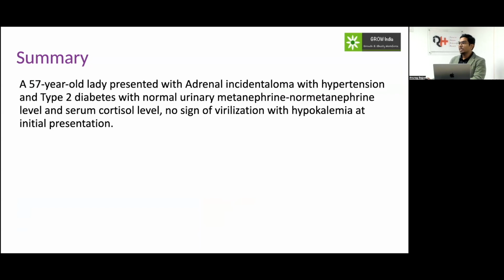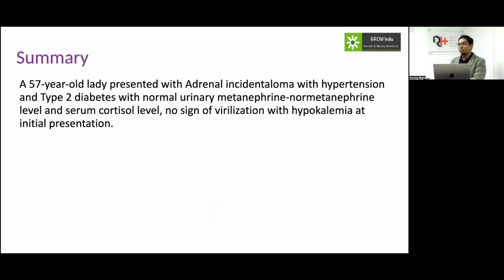So if I summarize this case, this patient is a 57-year-old lady presented with an adrenal incidentaloma with type 2 diabetes, with a normal urinary metanephrine and normetanephrine level, with normal serum cortisol.